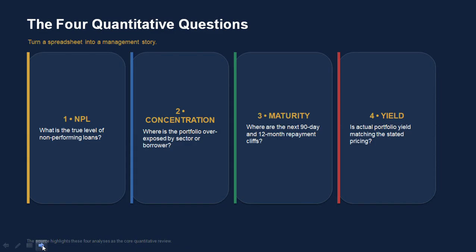The four quantitative questions that we have started still continue. These questions seek to help us turn the spreadsheet the customer provided, or we pulled out, into a management story. The first one we consider, as we can recall, is the NPL. Number 1, the non-performing loan. What is the true level of non-performing loans? Are they doing well? Are they now developing signs of going into an NPL level?